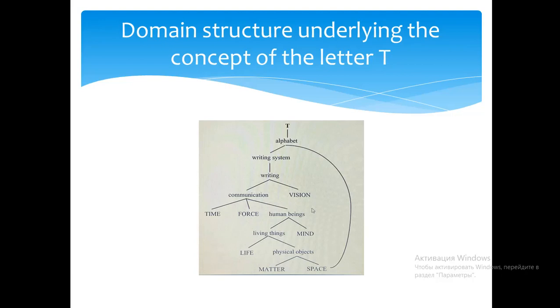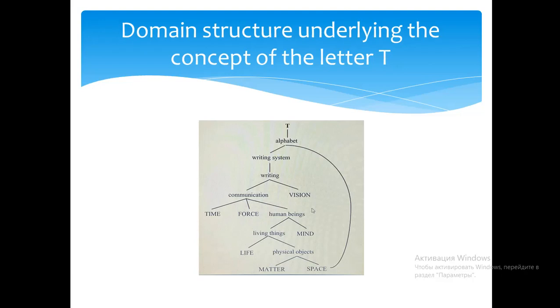And since writing is an activity, the domains of time and force or causation, both basic domains, are also involved in the domain matrix of writing, since the letter T is the product of an activity. Since writing is a human activity, it presupposes the involvement of human beings. Human beings are living things with mental abilities such as volition, intention, cognition, and emotion, themselves dimensions of the mental domain, or better, domain in the matrix of the domain of the mind.